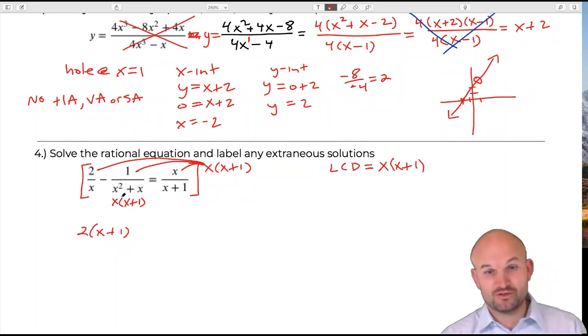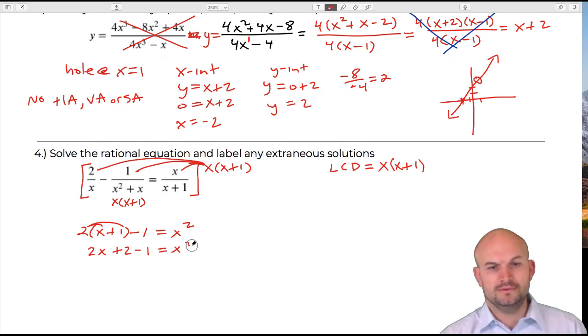If I was to multiply this quantity times negative 1 over x plus 1, my denominator, the x plus 1s, would divide out, and I'd be left with a negative 1, equals, and then here the quantity x plus 1s would divide out, leave me with an x squared. Now I just make sure I apply my distributive property. And therefore I get 2x plus 1 equals x squared.